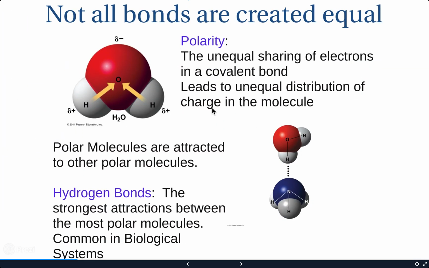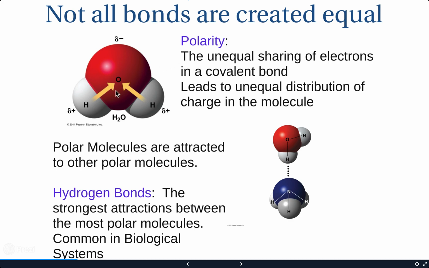But not all bonds are created equal. So that's where polarity comes in. What we were talking about before is the bonding between elements, okay? But polarity creates another type of bond called a hydrogen bond.